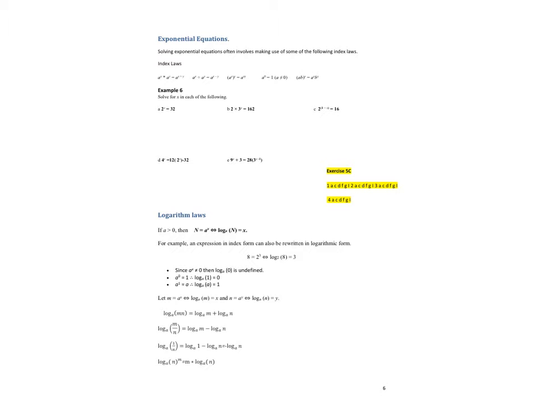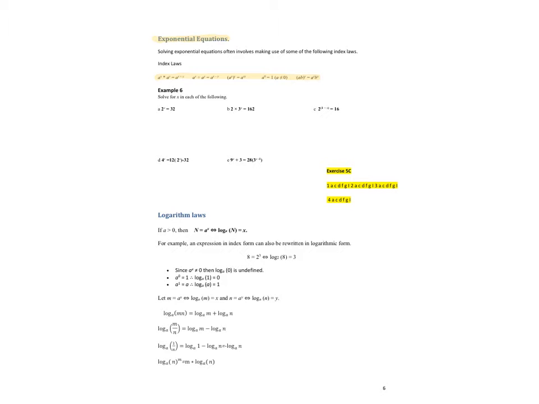All right, so let's have a look at our index laws and solving our exponential equations. We have to know these. Okay, so if we've got the same base and we're multiplying, we add the indices. If we're dividing, we subtract the indices. It's just non-negotiable. We have to know these rules.